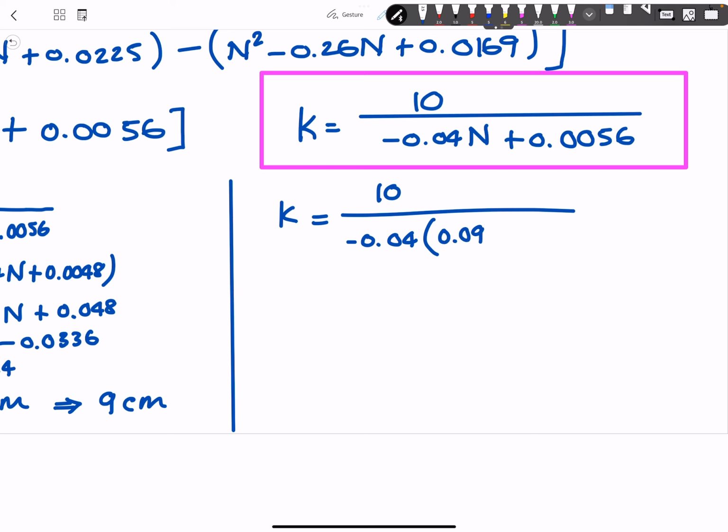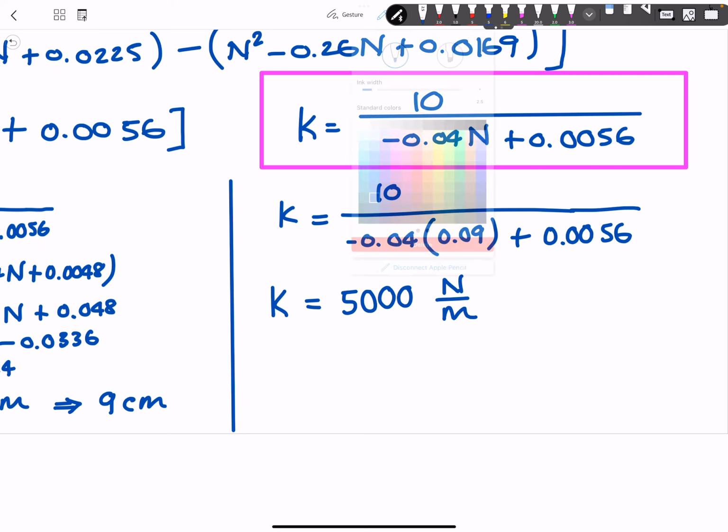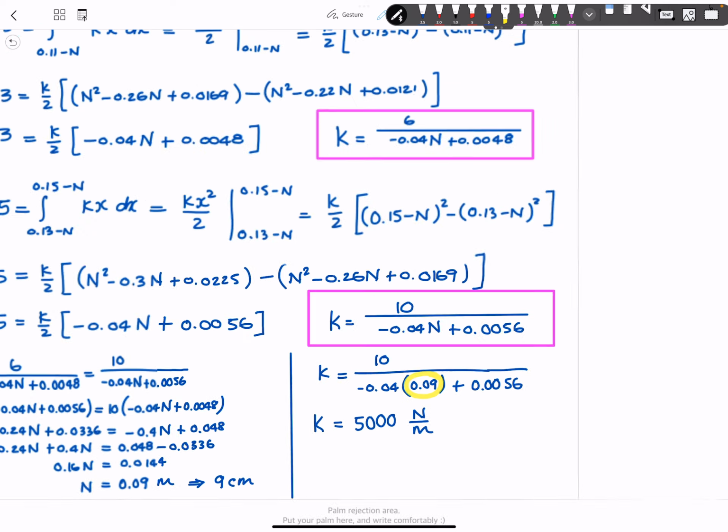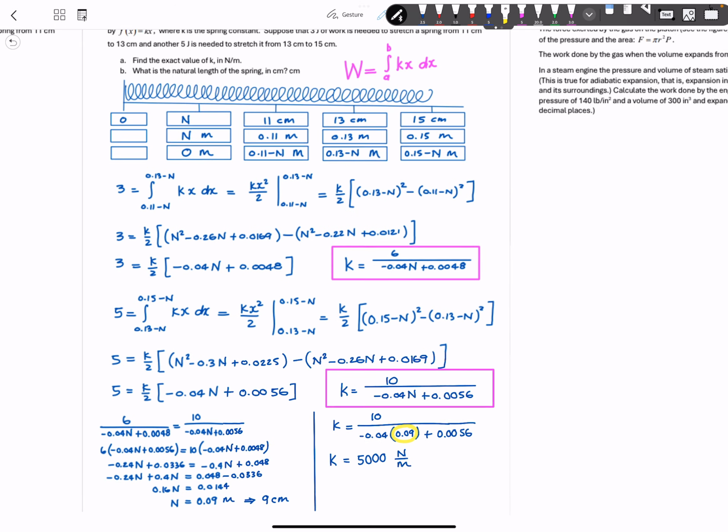All right. So the other part here then, I'm going to go ahead and just put a little partition here so we can keep working. This was actually part B that we found first. We found the natural length. So what is the exact value of K? We can simply plug this value for n back into either one of the two equations that we got for K. It doesn't matter which one you use. I'll use this one right here because it's convenient.